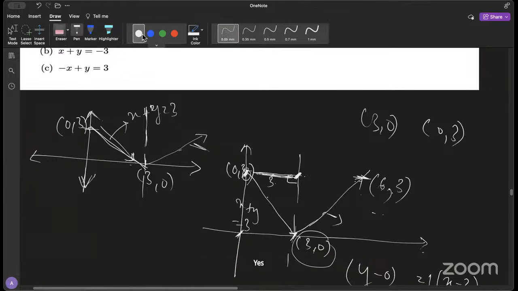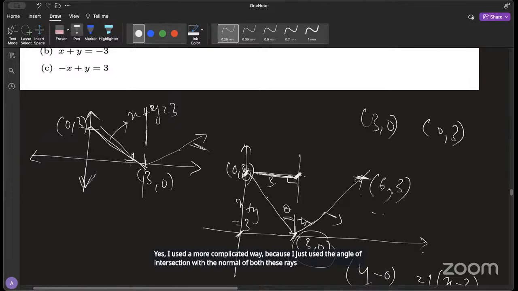Yes, I used a more complicated way, because I just used the angle of intersection with the normal, of both these rays being the same, and I used that method to calculate. It's more complicated than this, but that's a general method. This is specific for this. Yeah, that's okay.